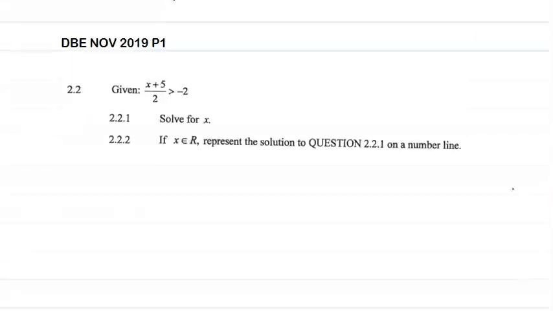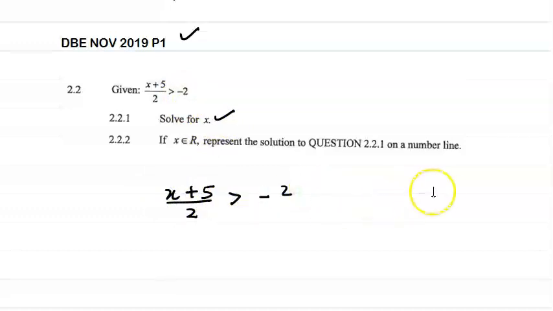And the question that I'm going to look at is from the DBE November 2019 paper 1. And it reads as follows. Given (x + 5)/2 is greater than minus 2. Solve for x. So let's write down this question. (x + 5)/2 greater than minus 2.